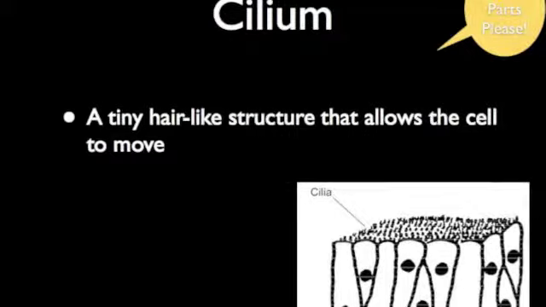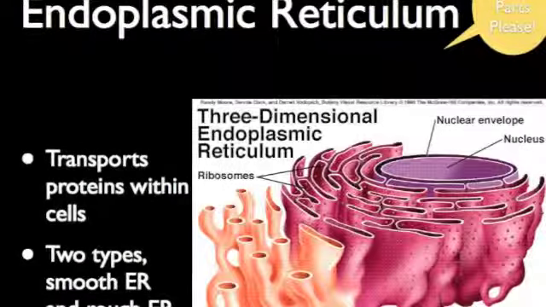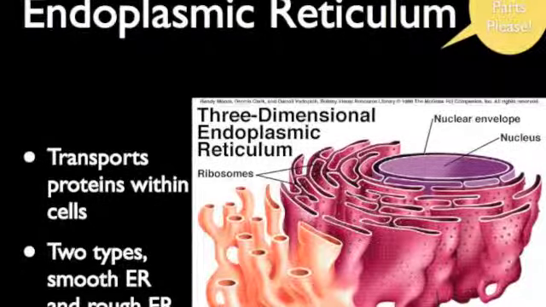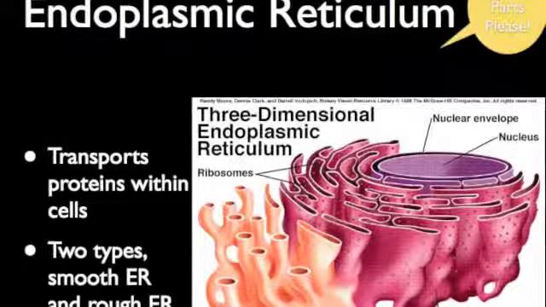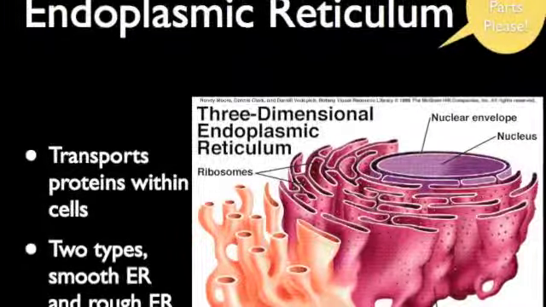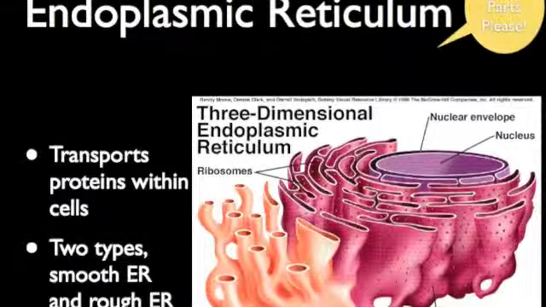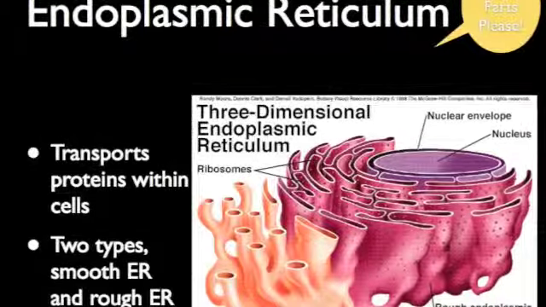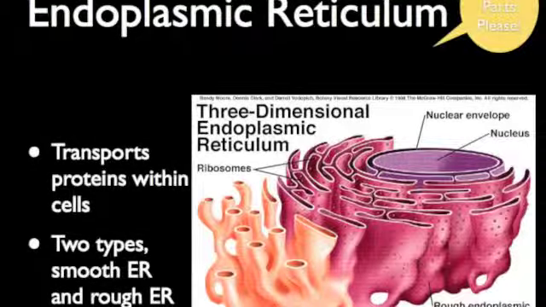The endoplasmic reticulum is found in both plant and animal cells. It transports proteins within the cells. The endoplasmic reticulum is also the location of lipid synthesis on the smooth side, and proteins are synthesized on the ribosome-studded rough ER.